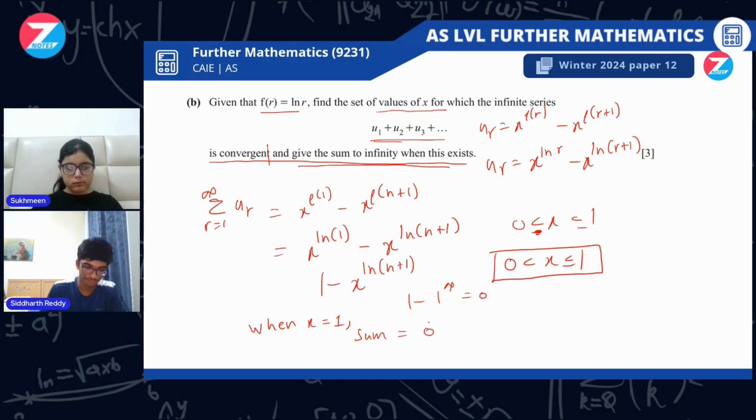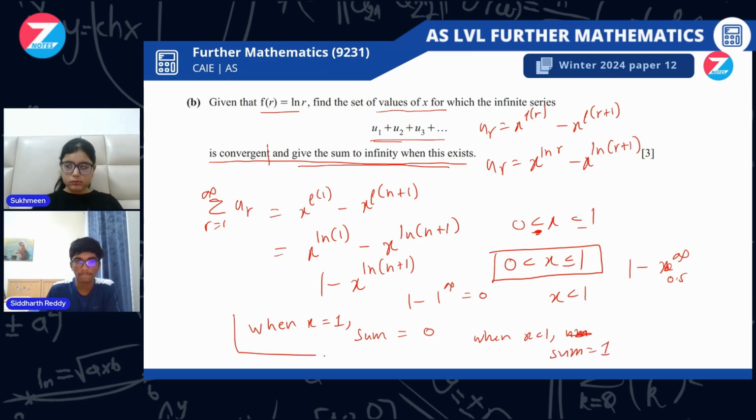And when x is less than 1, it becomes like this. So 1 minus x to the power infinity, but suppose something like 0.5. So 0.5 to the power infinity, when it tends, any number between 0 and 1, when you raise it to the power infinity, it becomes 0. So when x is less than 1, the sum is equal to 1 because it's 1 minus 0. So that's the answer for this question.